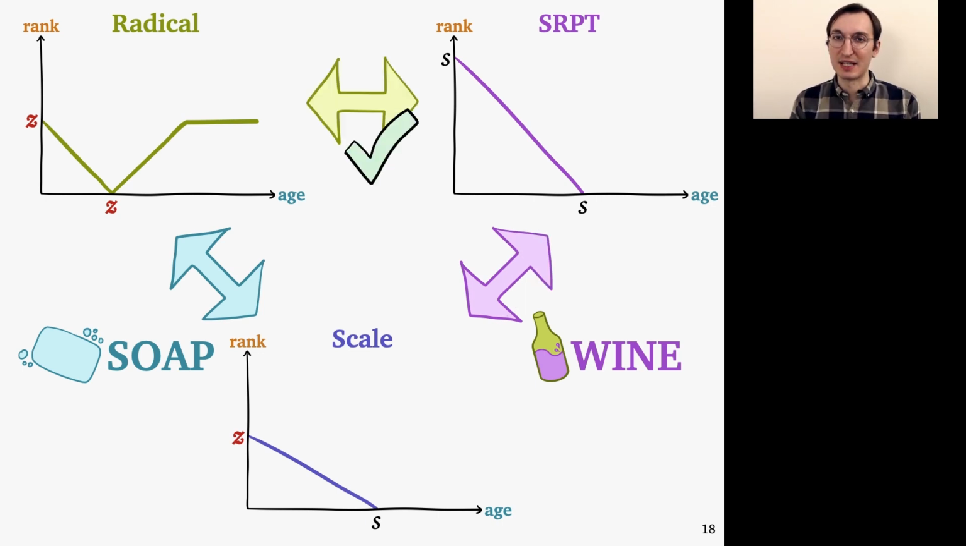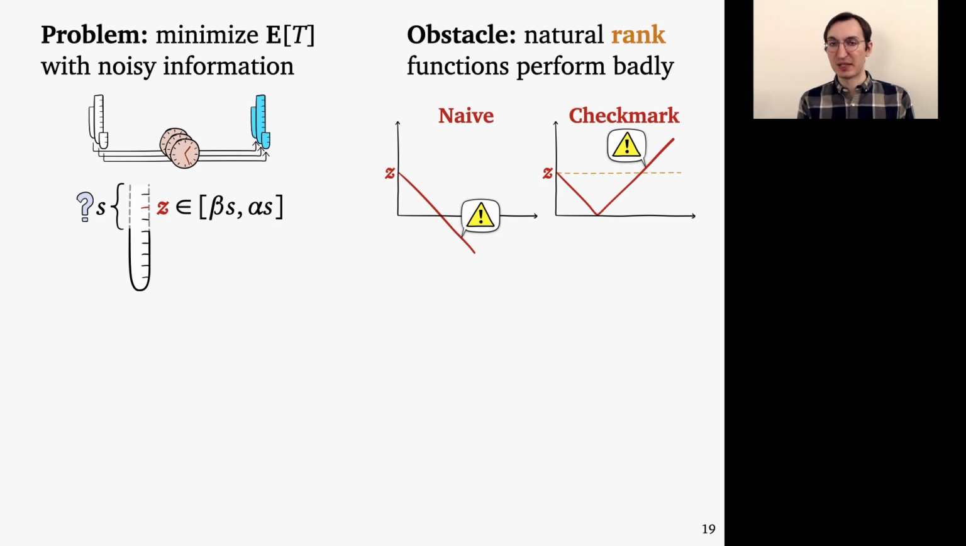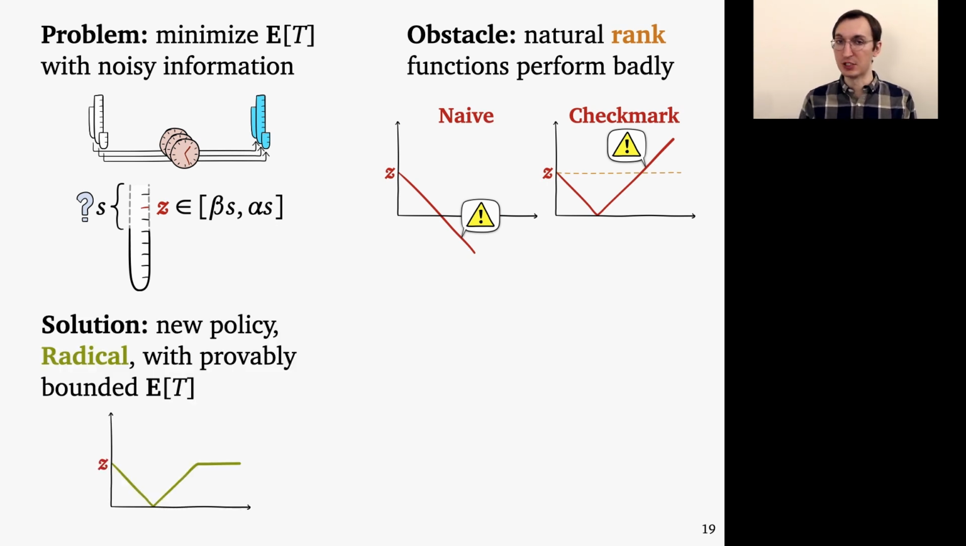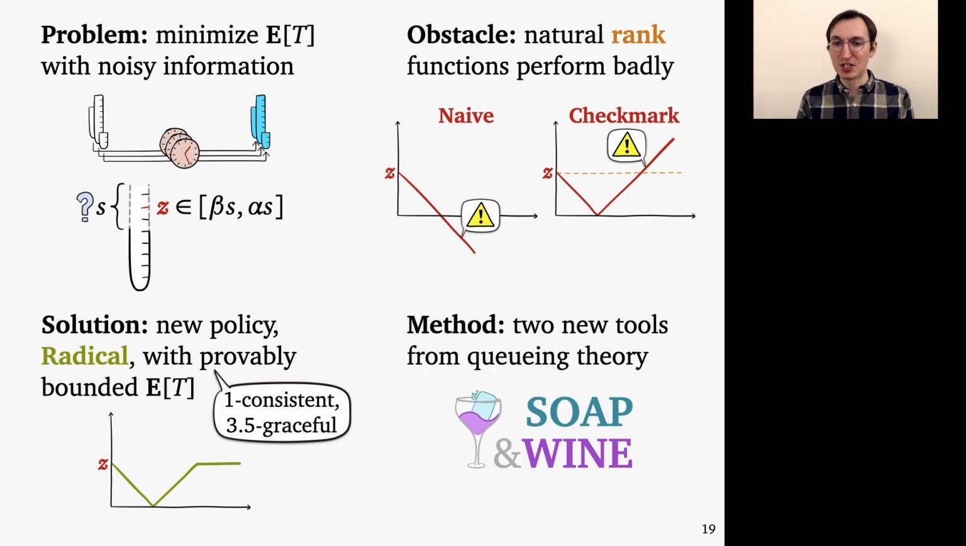Okay, let's summarize what we talked about today. So we discussed the problem of minimizing mean response time when we only have access to noisy size estimates. And this is a difficult problem because the natural policies we'd think of end up performing badly. For example, the naive translation of SRPT into size estimate world ends up not even being consistent. So it has poor performance even when the noise is very low. So to solve this problem, we came up with a new policy which has provably good performance. Specifically, we showed it is 1-consistent, so perfect consistency, and 3.5-graceful. And we proved this result using a creative cocktail of two recently developed tools from queuing theory.